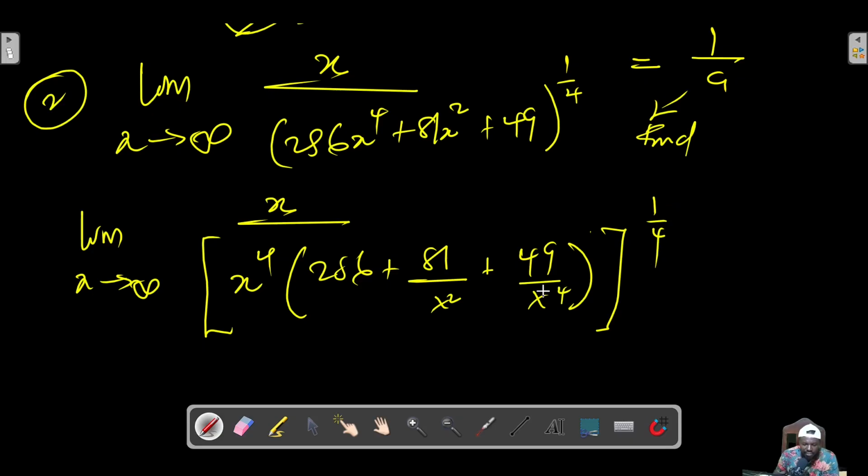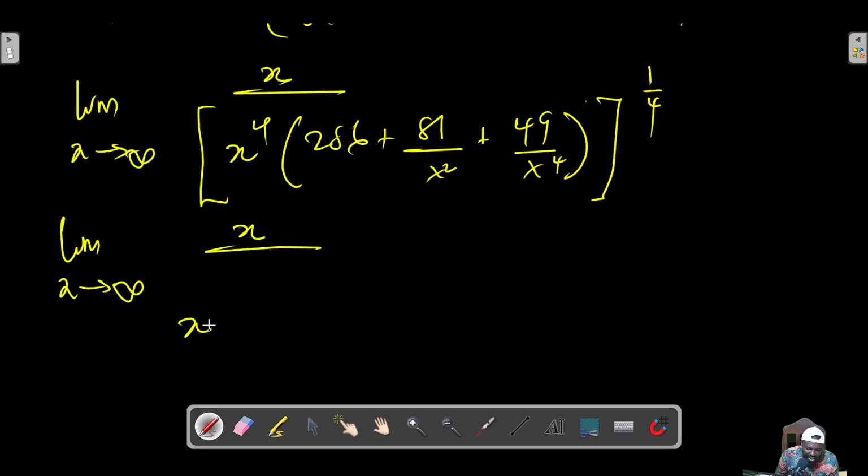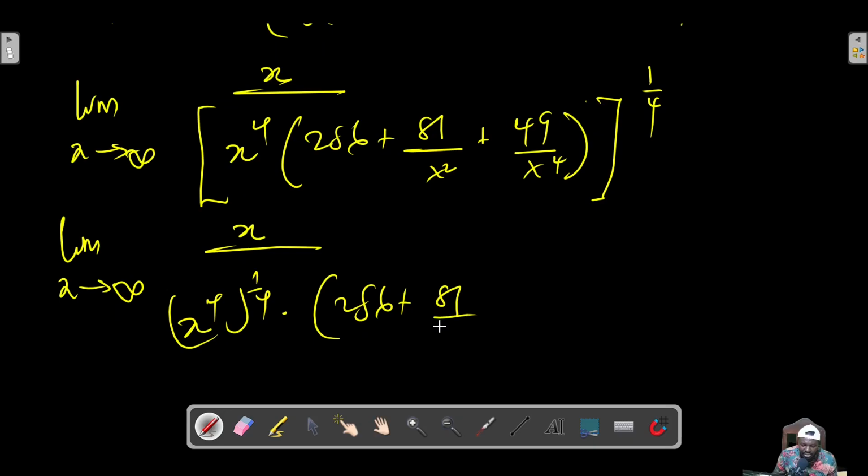256 plus 81 on x squared plus 49 on x to the power 4, all raised to the power 1 over 4. Now, the 1 over 4 affects every single term here. It will affect this parenthesis, and it will also affect this. So I can rewrite this as the limit as x approaches infinity of x divided by x to the power 4 raised to the power 1 over 4, multiplying 256 plus 81 on x squared plus 49 on x to the power 4, raised to the power 1 over 4.